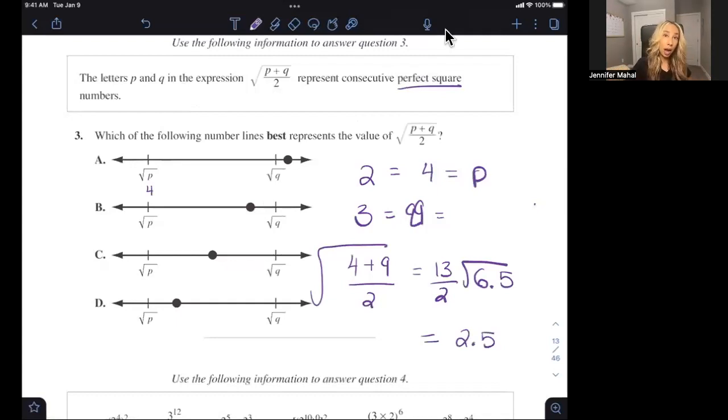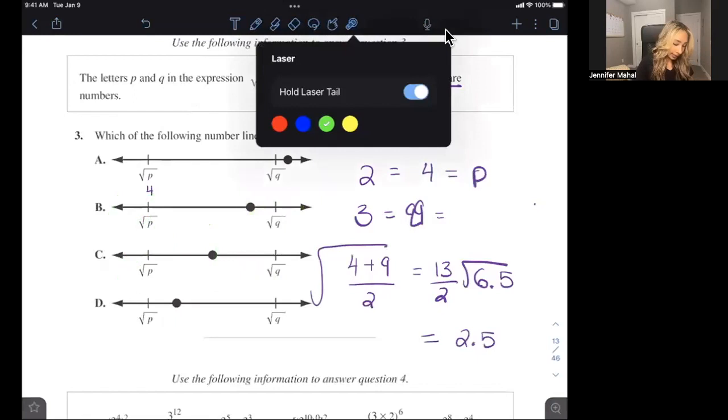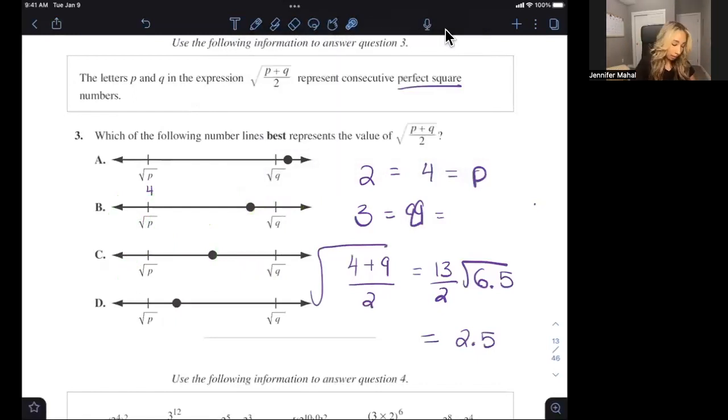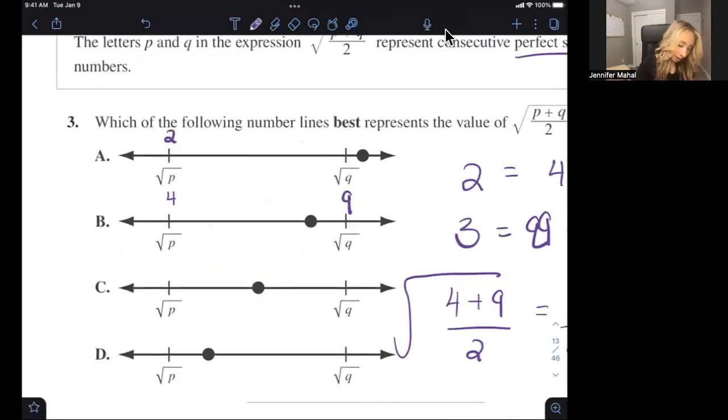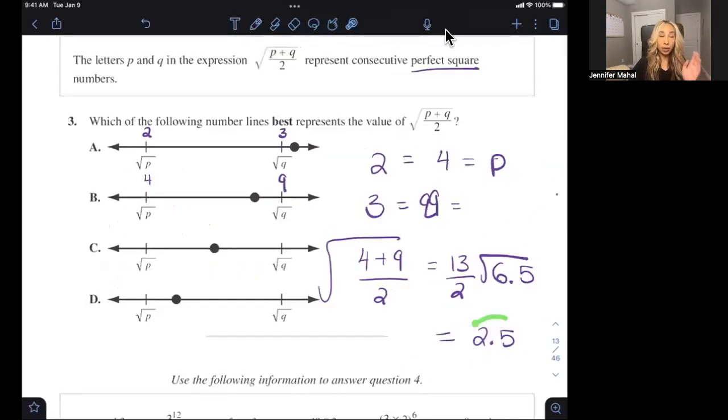So now we have to pop it back onto the number line. I'm just going to ignore those options there. On this number line, we know P and Q are at the ends. Meaning if I make P 4 here, Q has to be 9 here. Now, when I take the square root of those numbers, that's going to give me 2 on this side and 3 on this side. Perfect, those are consecutive numbers. So now we have to decide, where does our 2.5 fall? Well, our 2.5 is going to fall right in the middle of 2 and 3. So our answer is going to be the option where the point that represents this is right in the middle. That option is going to be C.